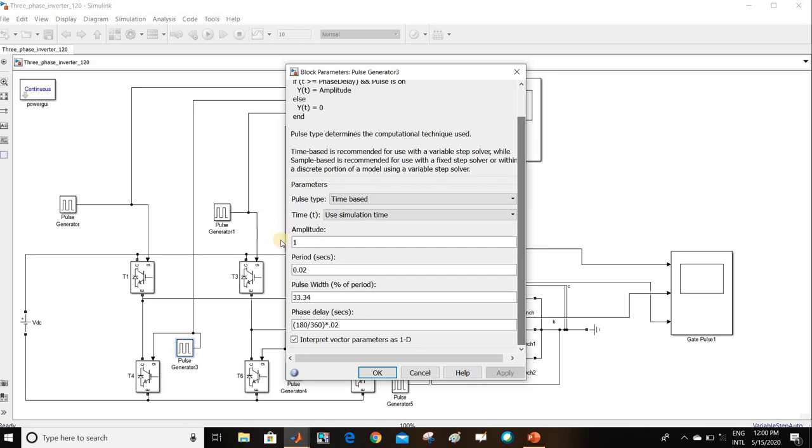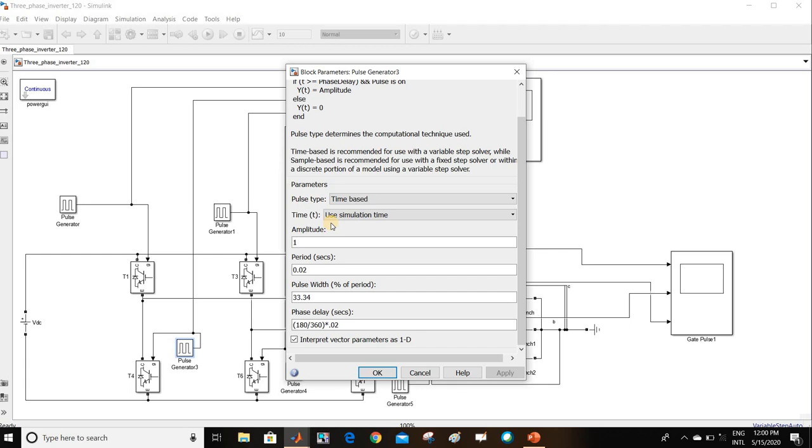If we consider this one, amplitude will be 1 as it is, time period will be 1 by 50, that is 0.02, pulse width will be 120 degree conduction mode, so 33.34. Now what about phase delay? Phase delay means 360 degrees will be the total conduction period. So for 360 degrees, time taken will be 0.02.